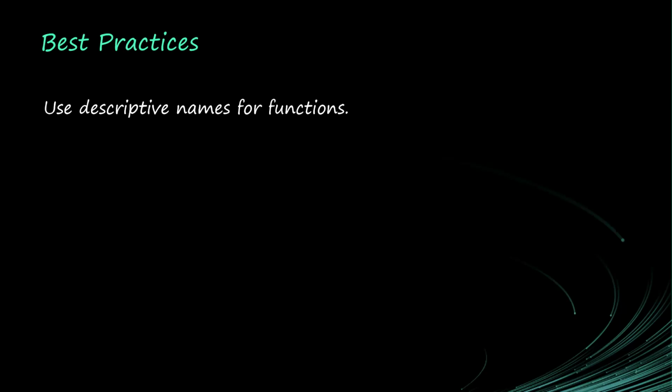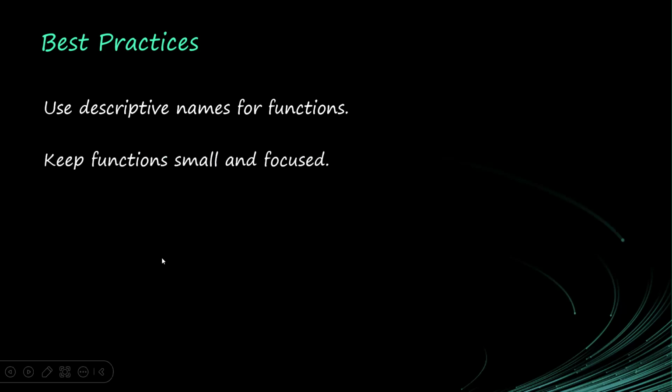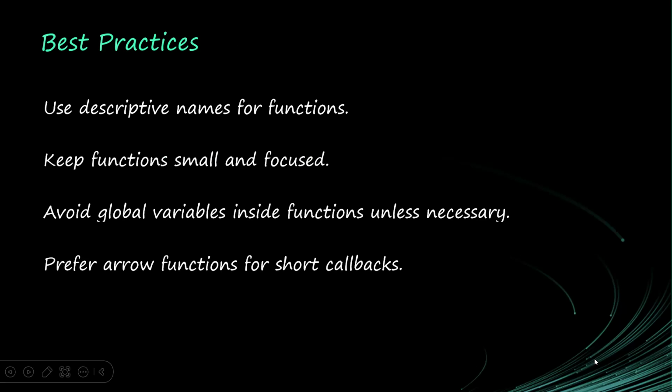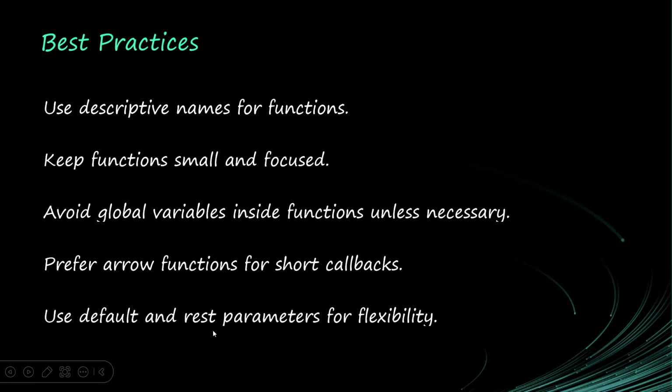Best practices: use descriptive names for your functions. Keep functions small and focused. Don't have a function doing addition and subtraction at the same time. No, break them into two. One should do addition, one should do subtraction. No function should perform two tasks at the same time. Avoid global variables inside functions unless it is necessary. Prefer arrow functions for short callbacks. Use default or rest parameters for flexibility. You'll learn more about rest parameters in an upcoming class.